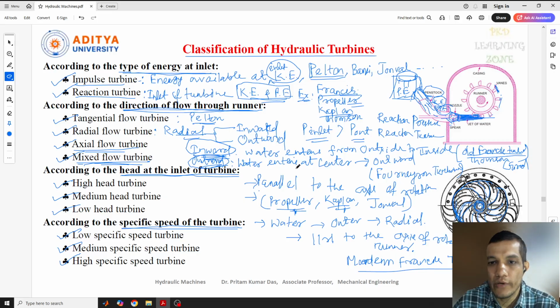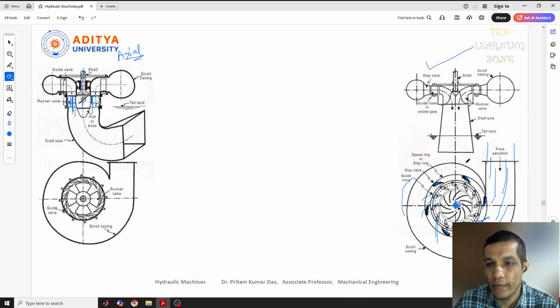I have already shown you the mixed flow turbine here. After the water strikes here and the process is completed, directly from this exact center, where the shaft is, it will come out parallelly. It comes inside radially and goes outside parallel to the axis of rotation of the runner. That's why I used to tell this.